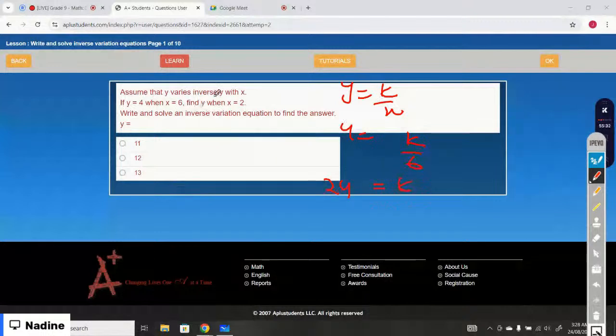Now you have to find y when x equals 2. So y equals k over x, which is 24 over x. So you have to find it for x equals 2. So 24 over 2 makes it 12. So the correct option is 12. Got it?